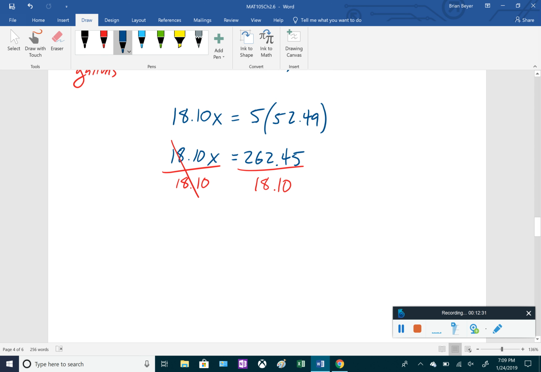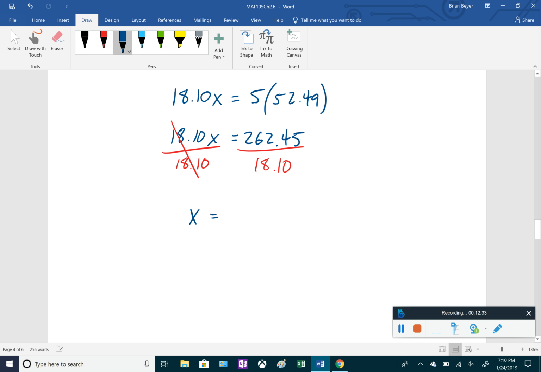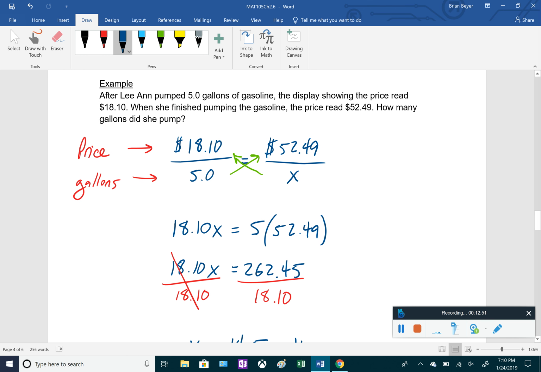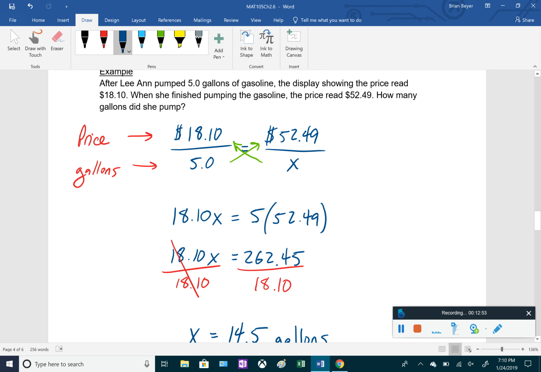Okay, so that gives us x alone on the left. So 262.45 divided by 18.1 gives us 14.5. So this is in gallons. So let's see if it makes sense. So we said our answer is 14.5 gallons. So 5 gallons was $18.10. 14.5 gallons cost $52.49. So sure, makes sense. We didn't get some crazy number. It seems reasonable.